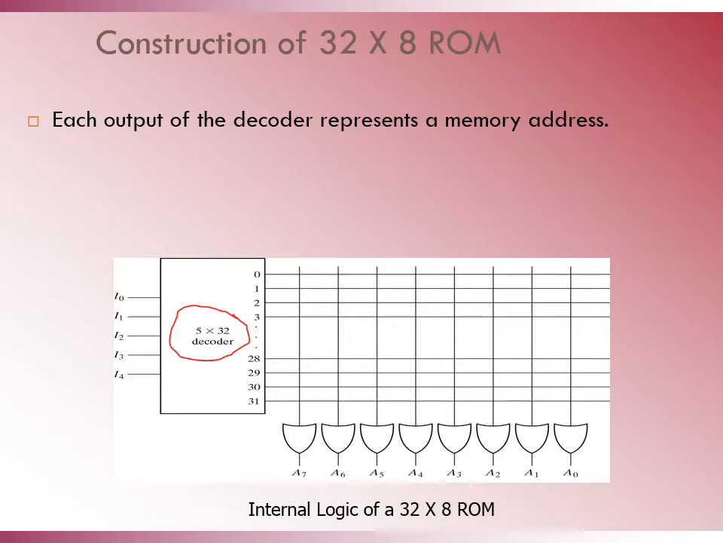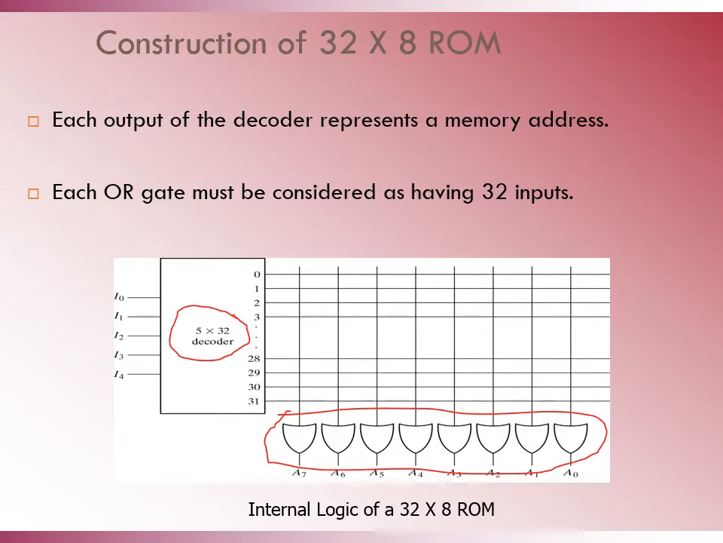The data to be stored at each of these addresses is of 8 bits because the size of the ROM is specified as 32 by 8. So the OR array comprises 8 OR gates. Now each OR gate input may be considered as having 32 inputs. This is shown by the blue ink in the diagram. The data to be filled at each of these memory addresses depends upon a ROM programming table, which is shown in the next slide.